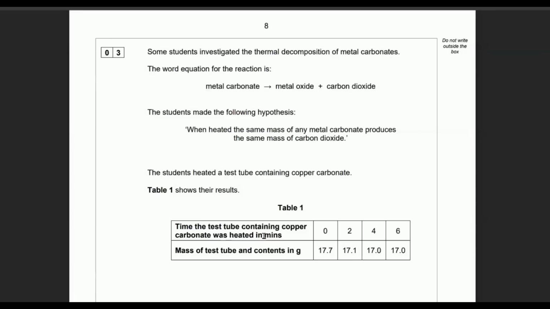At time 0 minutes, the mass of the test tube and contents was 17.7 grams. After 2 minutes, it went down to 17.1. After 4 minutes, it's still gone down. At 6 minutes, it hasn't gone down anymore. Okay, let's move down.